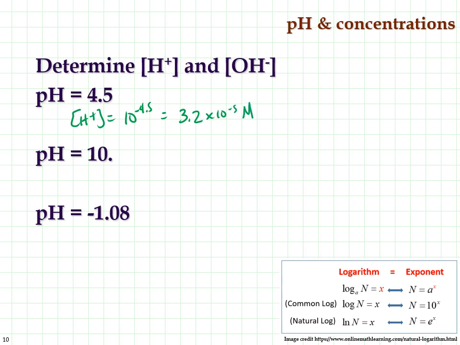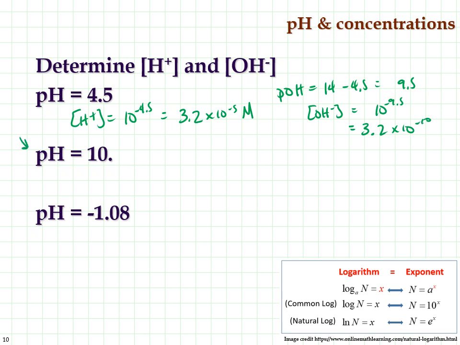If the pH is 4.5, the pOH is going to be 14 minus 4.5, which is going to give me a 9.5. The hydroxide concentration is going to be equal to 10 to the negative 9.5. Plug that into my calculator, 10 raised to the negative 9.5, and we get 3.2 times 10 to the minus 10 power.